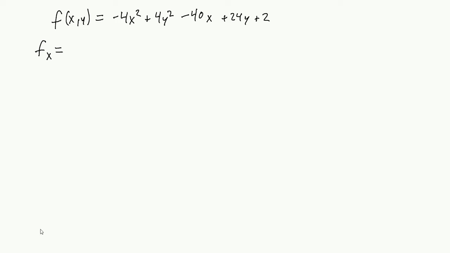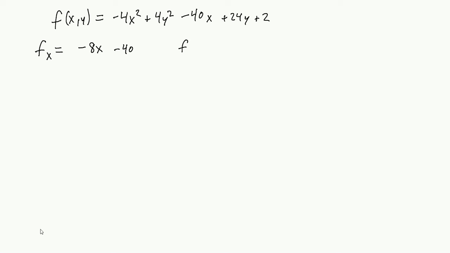F sub x, that's going to be the derivative with respect to x, so go through and get that. So the derivative of negative 4x squared would be negative 8x. The derivative of negative 40x would be negative 40. None of the other terms have an x, so their derivatives are all 0. Okay, so there's f sub x.